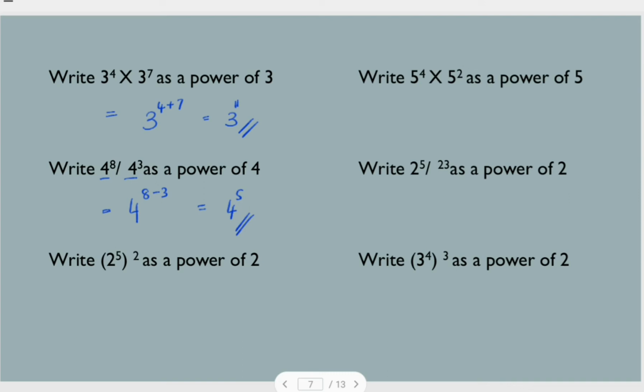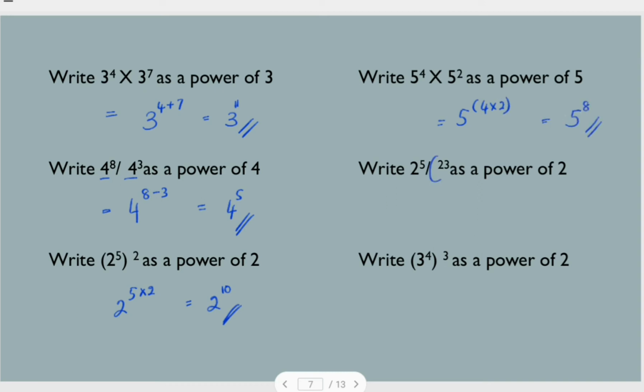Here that's power. So 2 to the power 5 into 2. 2 to the power 10 would be the answer. Next one, 5 to the power 4 times 2. So 5 to the power 8.